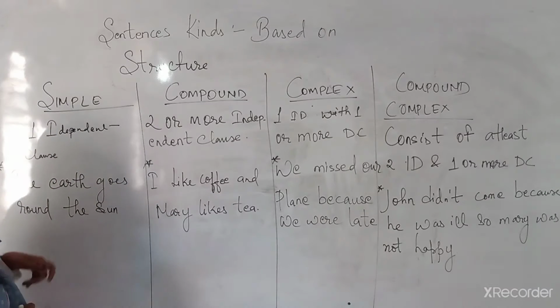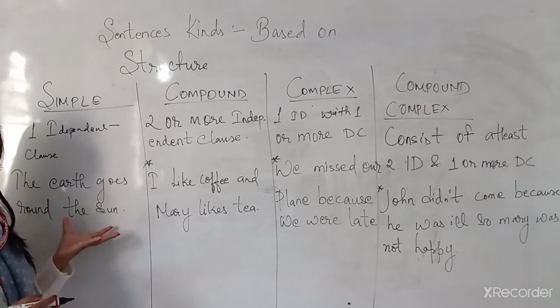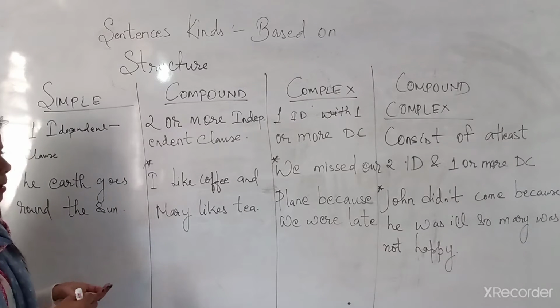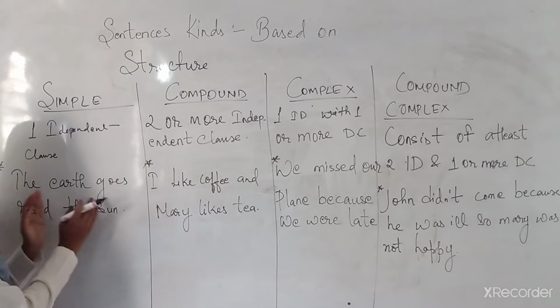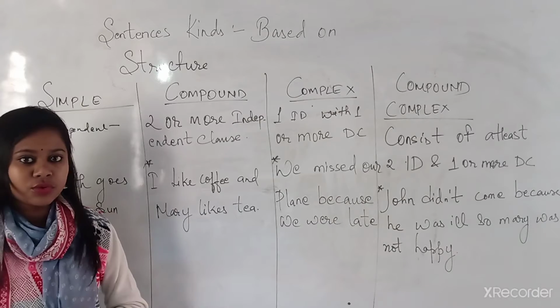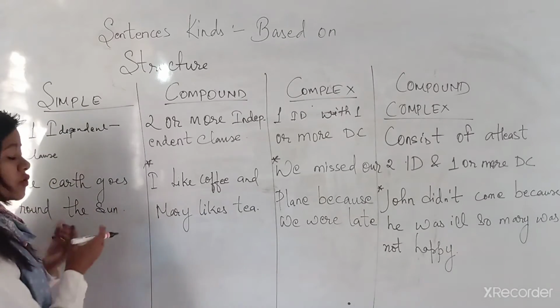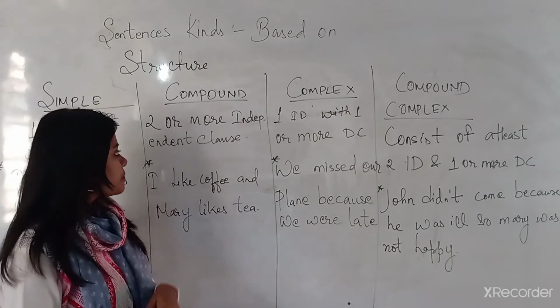Let's do with an example. The earth goes round the sun. So it is a complete meaning. It's giving you the complete meaning with one independent clause. Okay, the earth goes round the sun, and here we can see no conjunction is used to join any part of the sentence. Next we will see the compound sentence.